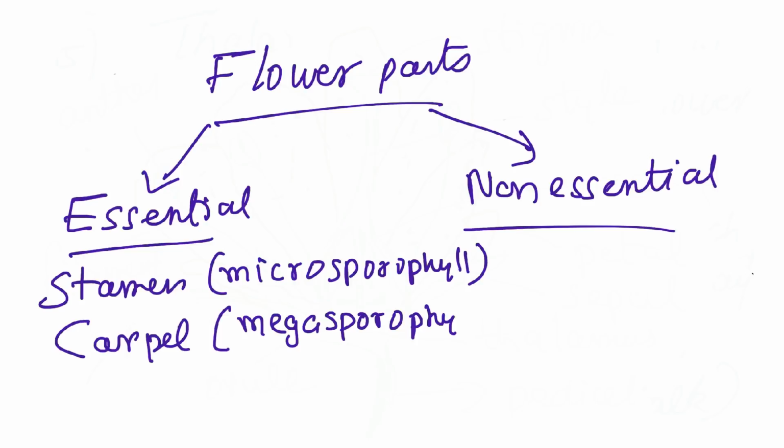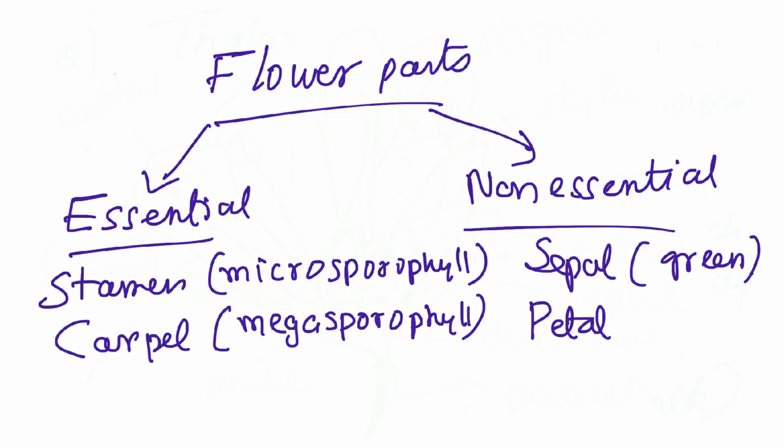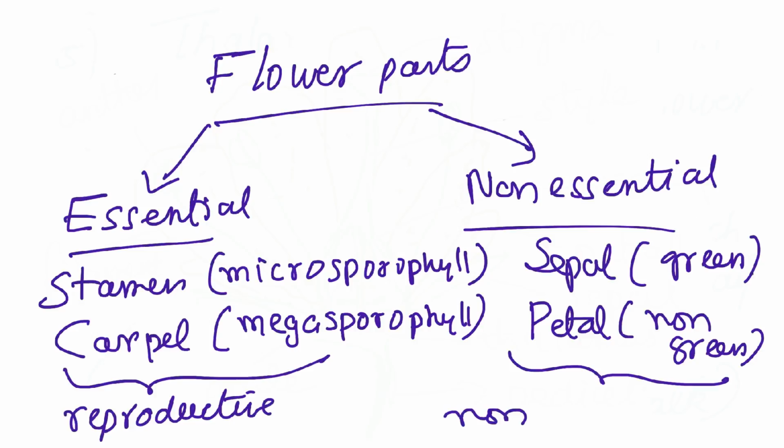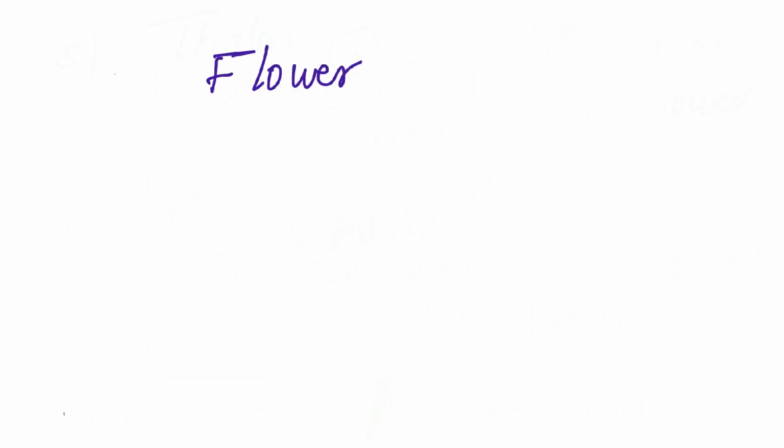So these two, the stamens and the carpels, are the essential floral parts because they are absolutely necessary for sexual reproduction in plants. And the non-essential parts are of course the sepals, usually green, and the petals, which are the colored part, and that is the part which makes flowers attractive to us. So stamens, carpel, reproductive; sepals, petals, non-reproductive.